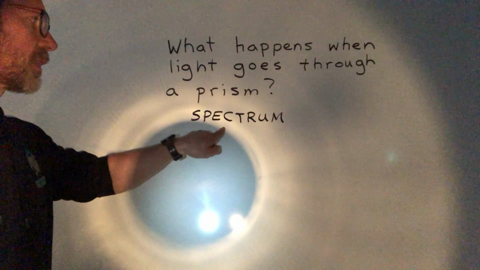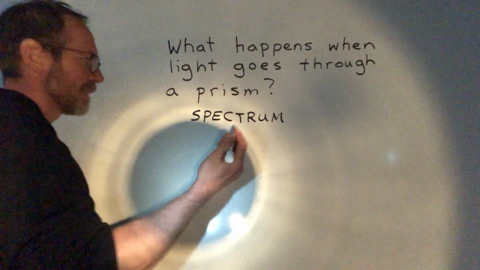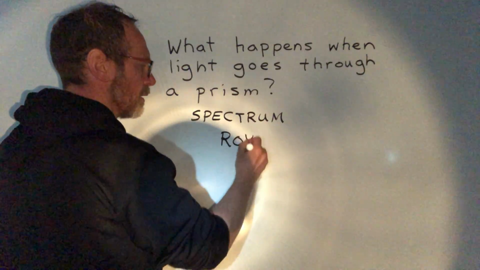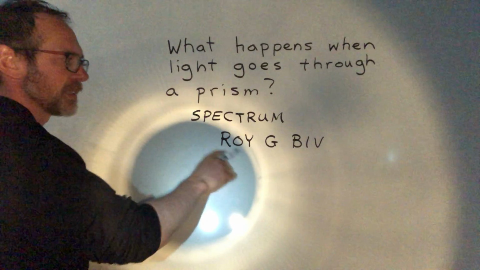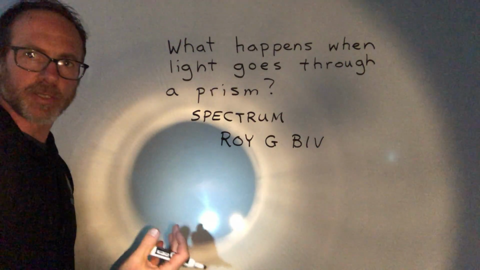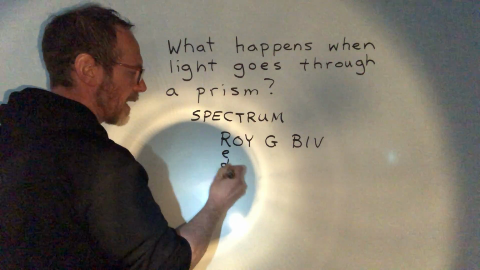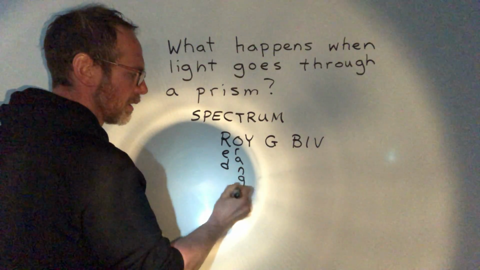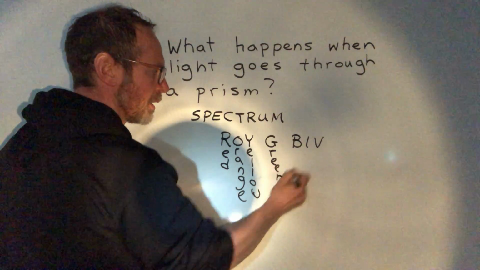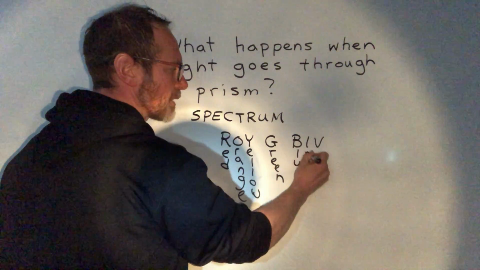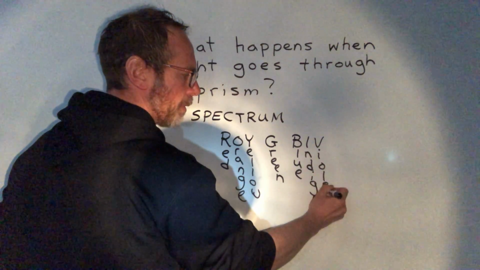Now, the colors of the spectrum are always in the same order. And the way you can remember this order is with the name Roy G. Biv. Roy G. Biv is an acronym to help us remember the colors of the rainbow, or the colors of the spectrum, and the order that they're in. So the R stands for red, the O stands for orange, the Y stands for yellow, the G stands for green, the B stands for blue, the I stands for indigo, which is kind of like a really dark blue, and the V stands for violet, which is purple.